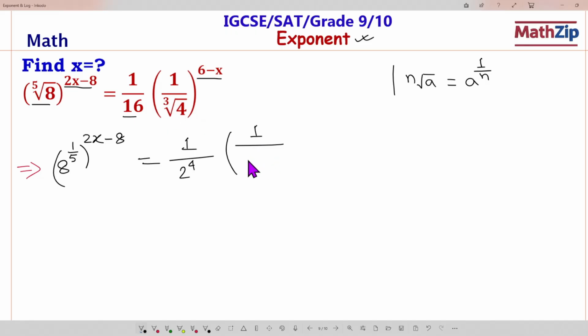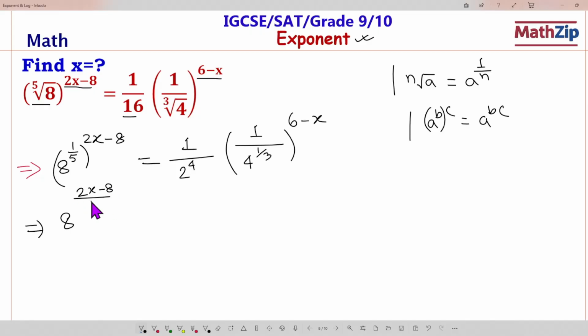We can write 4 to the power 1 by 3, because the nth root of a equals a to the power 1 by n, and to the power 6 minus x. Okay, then this is 8. We know if a to the power b and to the power c, it means a to the power b times c. Same thing here: 2x minus 8 divided by 5. Okay, and here this is 1 by 2 to the power 4.